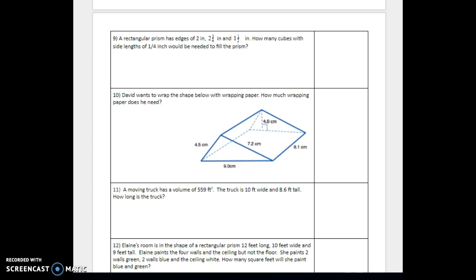Question 10. David wants to wrap the shape below with wrapping paper. How much wrapping paper does he need? Question 11. A moving truck has a volume of 559 cubic feet. The truck is 10 feet wide and 8.6 feet tall. How long is the truck?